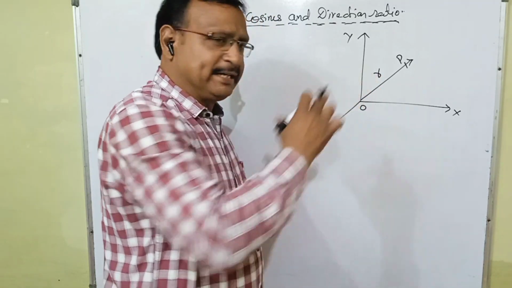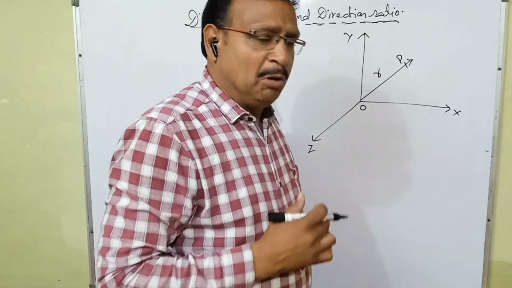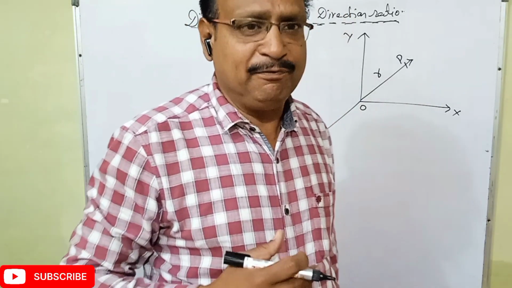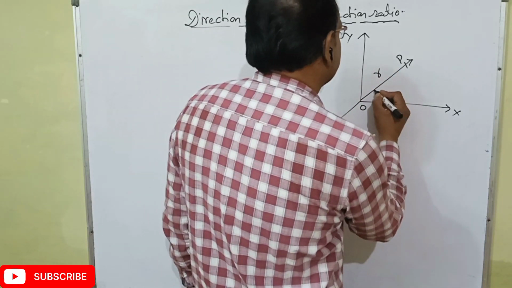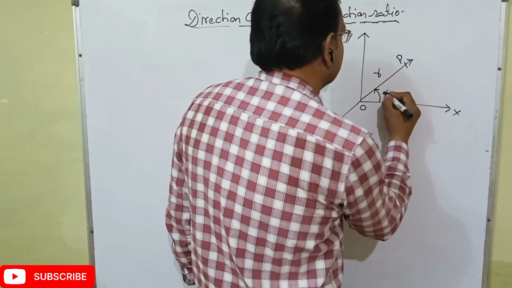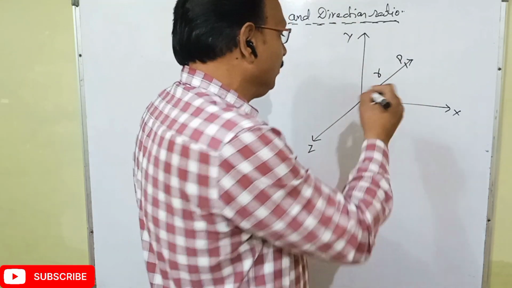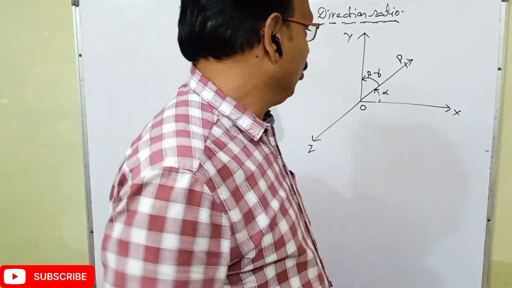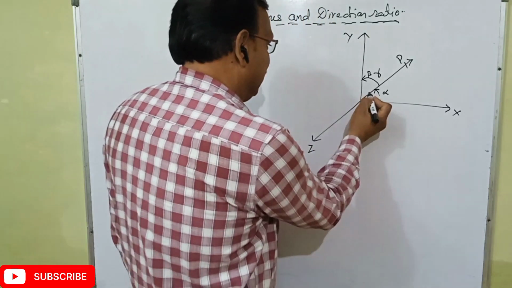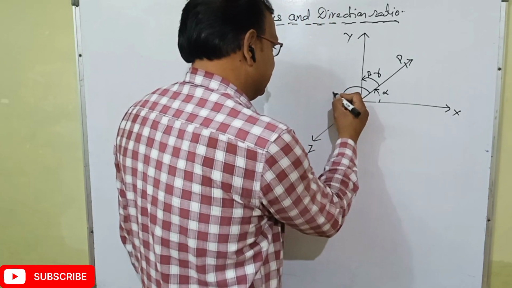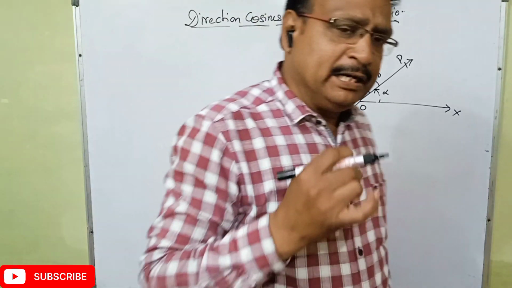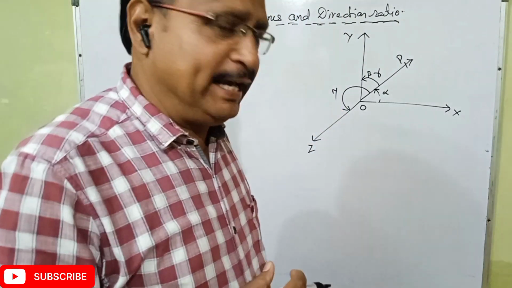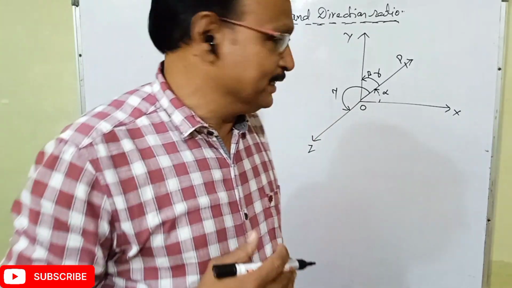In this way, OP is any vector whose magnitude is R and makes certain angles with the x-axis, the y-axis, and the z-axis. Say the OP vector makes an angle alpha with the x-axis, an angle beta with the y-axis, and an angle gamma with the z-axis. A very important thing is that these angles are measured positively, that is, anti-clockwise.